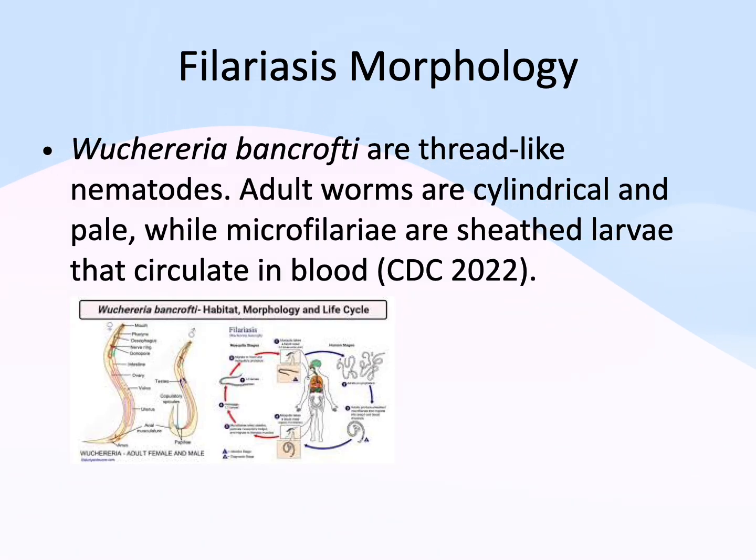The filariasis morphology. Wuchereria bancrofti worms are thread-like. The adults are cylindrical and pale, while their babies, called microfilariae, float around in your blood like tiny invisible swimmers. Pretty creepy, but also fascinating from a biology perspective.